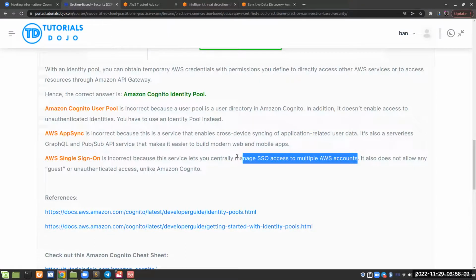So AWS created a single sign-on service that enables you to sign in once and have access to all the accounts. You then just have to pick the one you need. It does not allow any guest or unauthenticated users, so you have to sign on first. So when you think of single sign-on, think of centrally managing SSO access to multiple accounts.